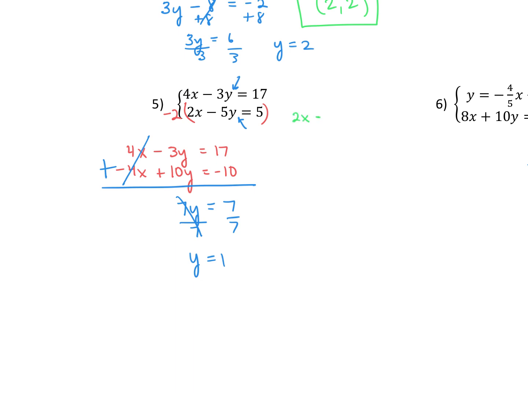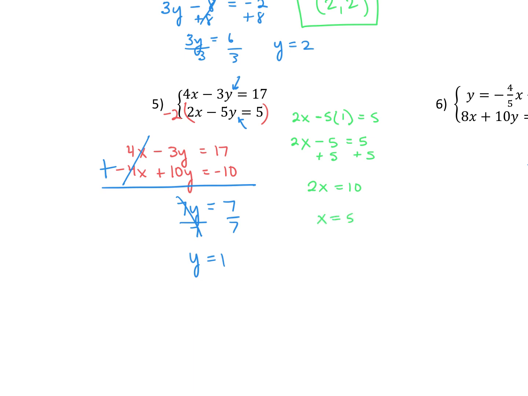So 2x minus 5 times 1 equals 5. So I just took the y equals 1 and plugged it into y in the equation. So we multiply that out. 2x minus 5, negative 5 times 1 is negative 5, equals 5. And then it's our two-step equation. We're going to add 5 to both sides. So we get 2x equals 10. Divide both sides by 2, and we get x equals 5.